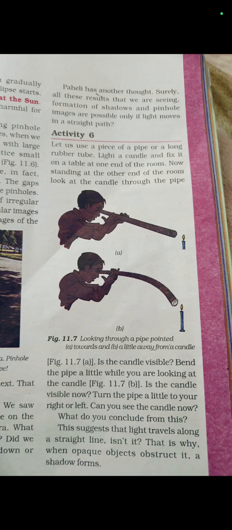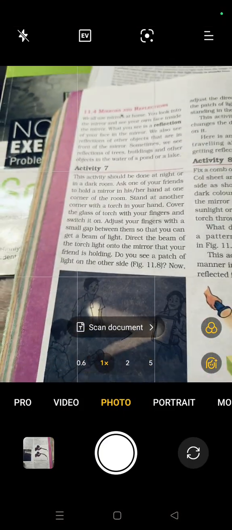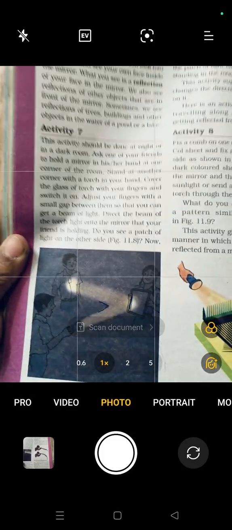Okay. Inside the pinhole camera, the same thing has been reduced. The pinhole camera is illustrating that light travels in straight lines. If anybody asks you which property of light is being used in the pinhole camera, then you are going to tell that it is the straight line, the light travels in straight line, this is the property.